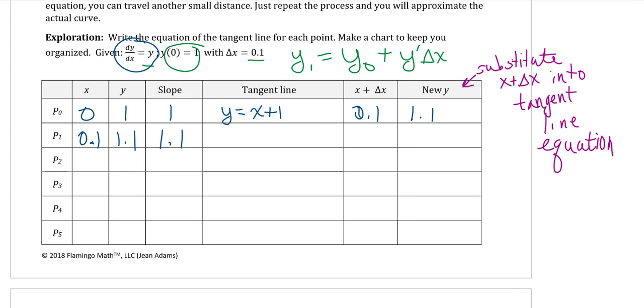And so our new equation for our tangent line will look like this: our new slope times x minus x1, and then plus y1.